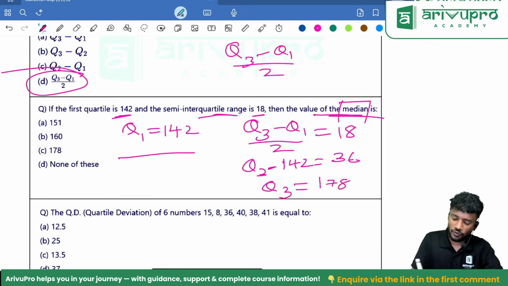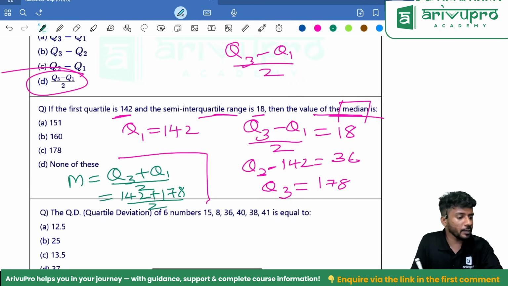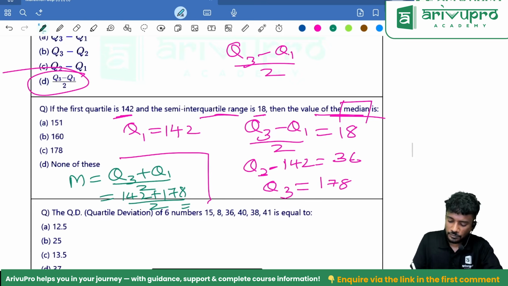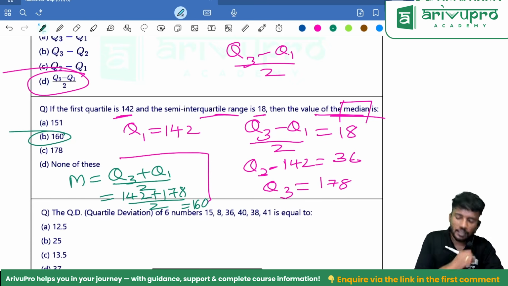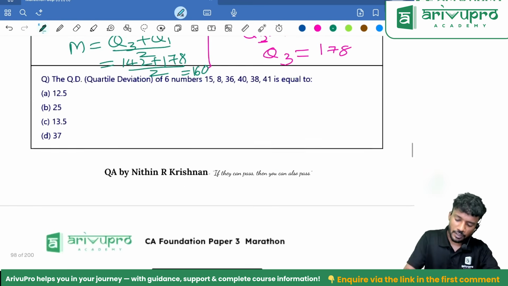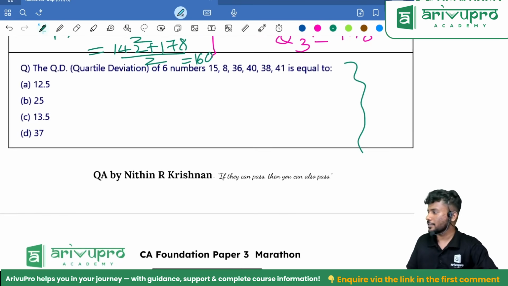But are they asking for Q3? No. They are asking for what? Median. What is the formula for median? Median is nothing but Q3 plus Q1 divided by 2. That is equal to 142 plus 178 divided by 2. How much is the answer? 160. Option B is your answer. Clear? Yes.